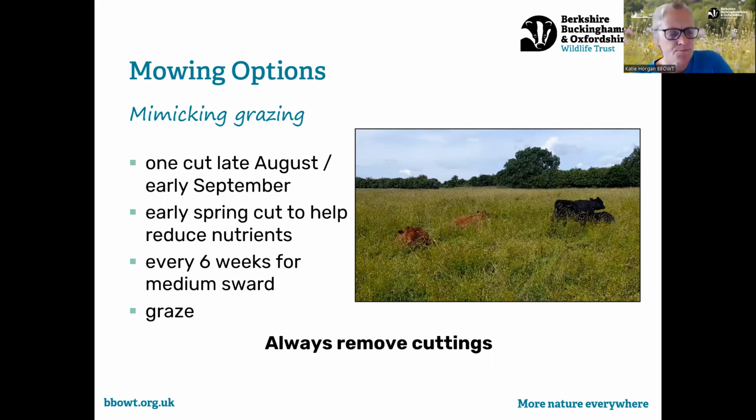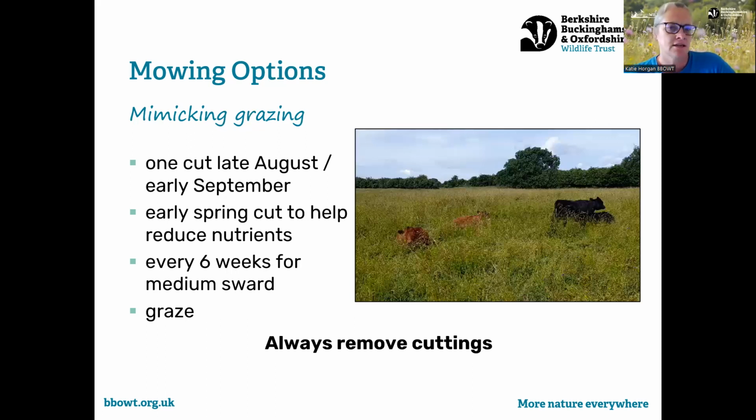Sheep nibble, so they create patches where low growing plants can cope, or things like thyme will grow, because sheep tend to avoid the plants that are more fragrant. So a lot of our herbs have developed as a defense against being grazed. So when we mow, we're really trying to mimic what might happen in that more traditional system.